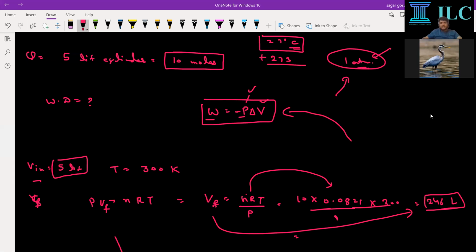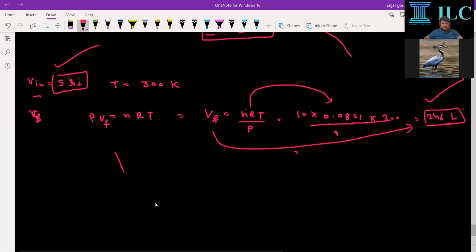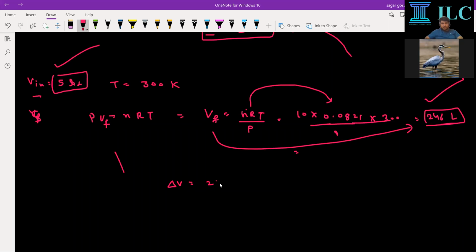Now can we put that into this formula and find the work done? Because P you already know, and delta V you can find: final volume minus initial volume. This is your initial volume, this is your final volume. So delta V is 246 minus 5, which is 241 liters. So we can apply the formula minus P delta V. Minus P is 1, delta V is 241, so the answer is negative 241.